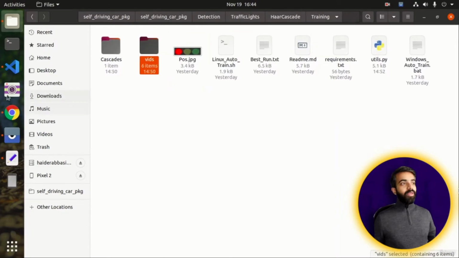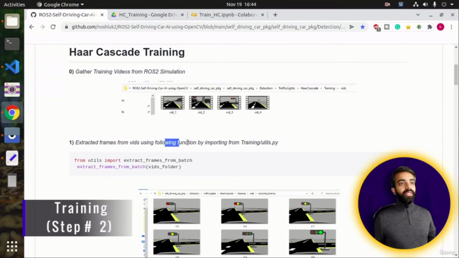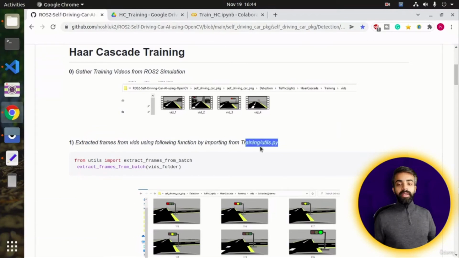Now we can proceed to the next step, that is extracting frames from videos using the function by importing from training/utils.py. Now, the utils.py Python file simply contains all the utility functions that are necessary to train the Haar cascade, starting with the first function, that is extract_frames_from_batch. So to extract these frames from the batch, we require this function.